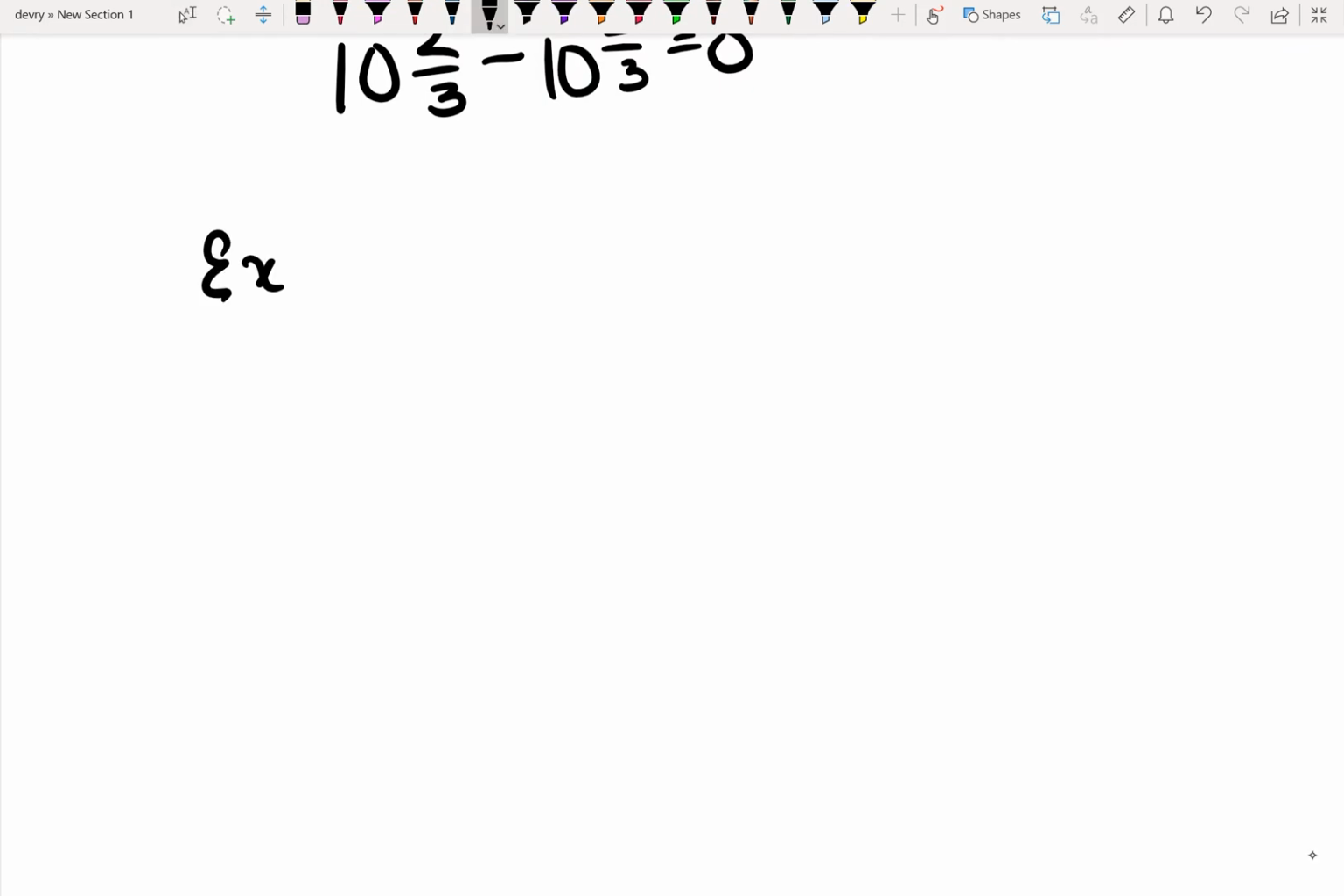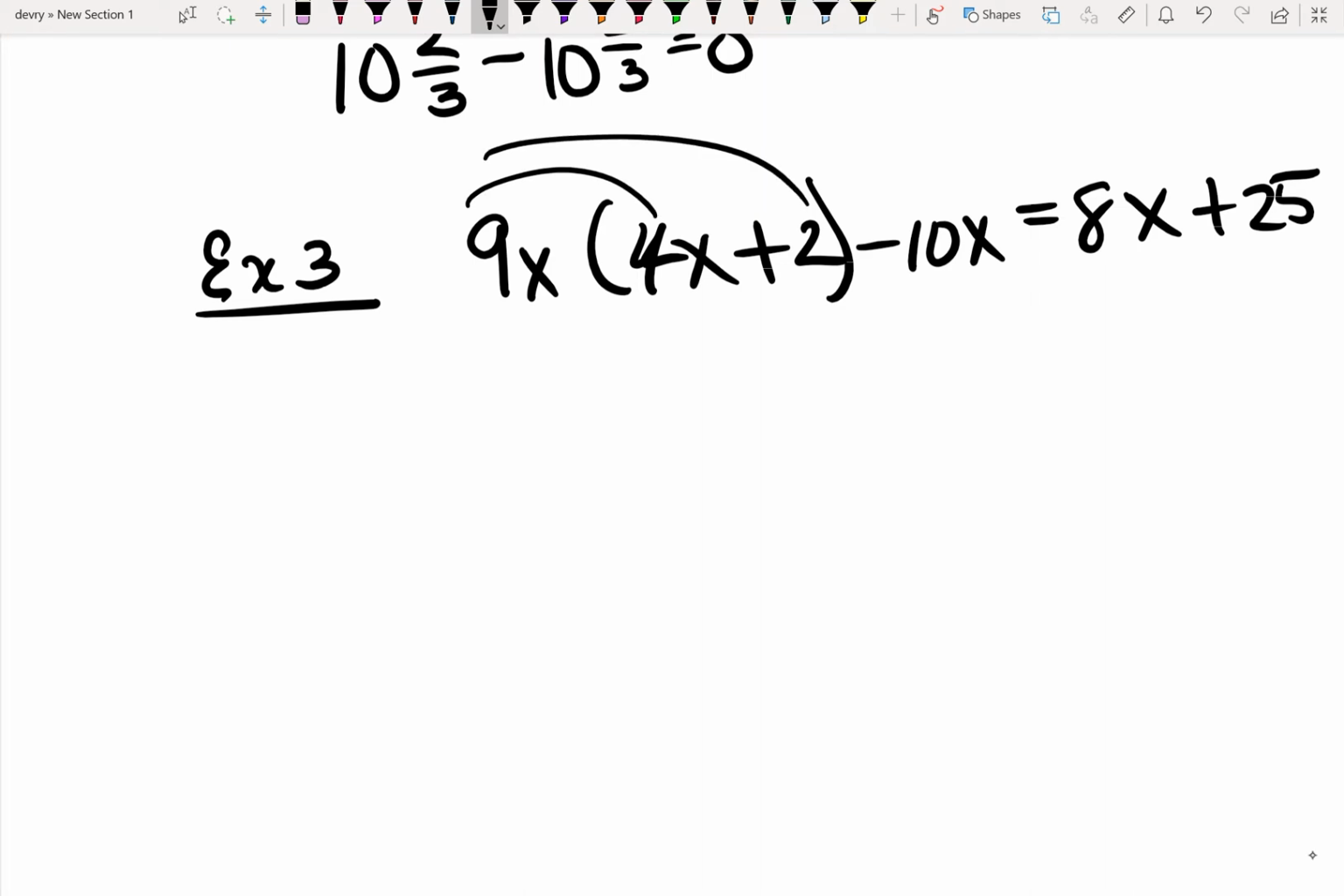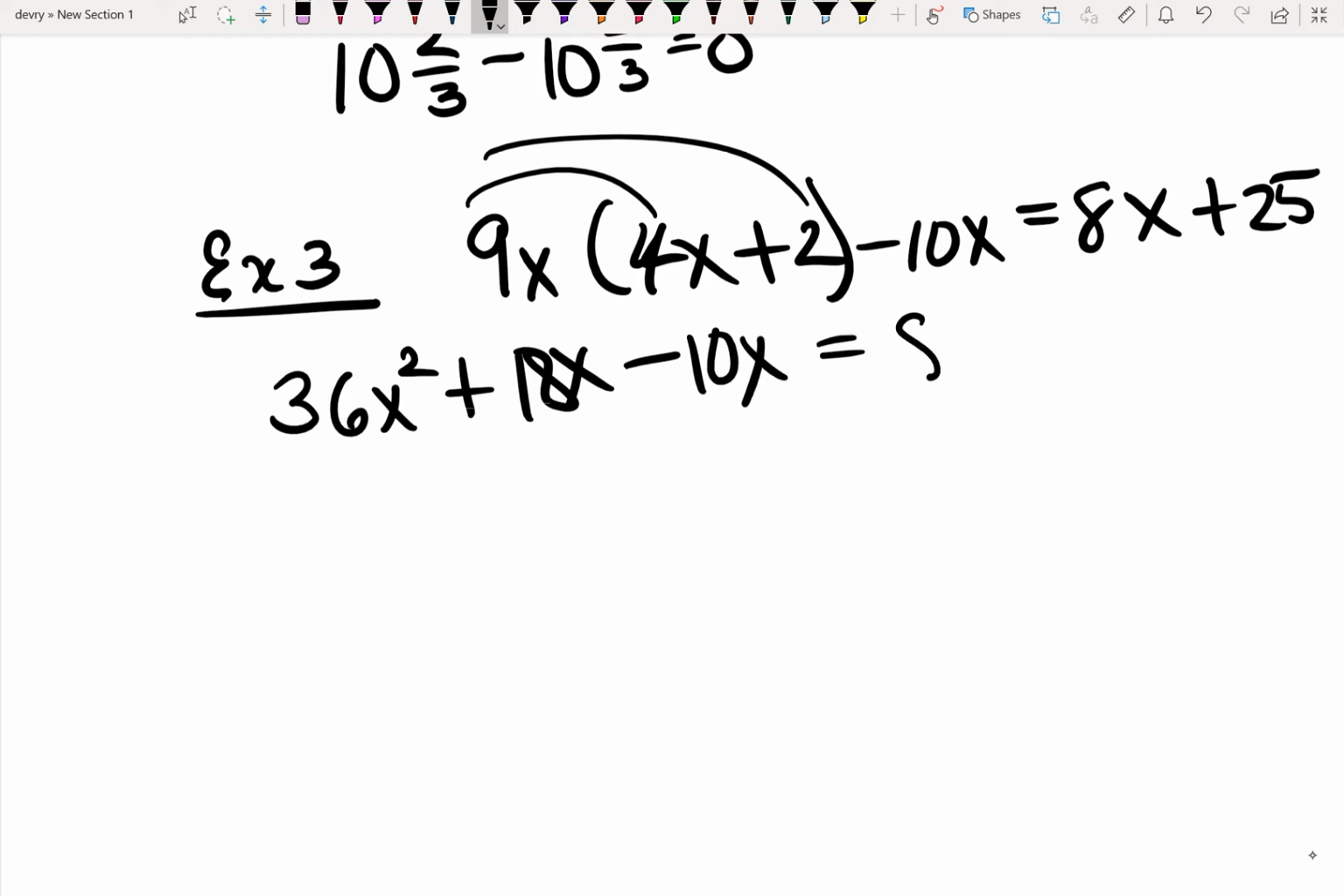Let's look at example 3. In example 3, you have 9x, parentheses 4x plus 2, minus 10x, and we're going to set that equal to 8x plus 25. And so at this stage, we would simply distribute. When we distribute, we get 36x squared plus 18x minus 10x is equal to 8x plus 25.